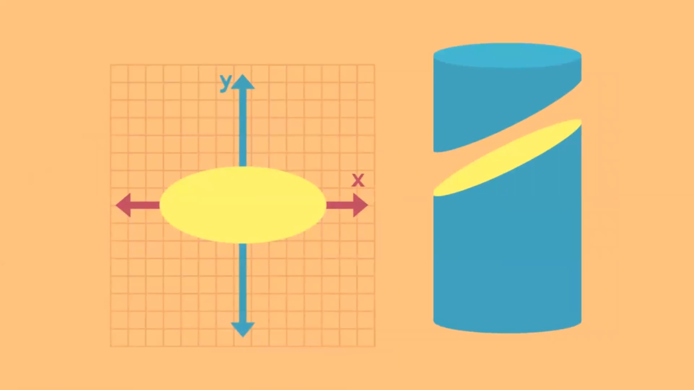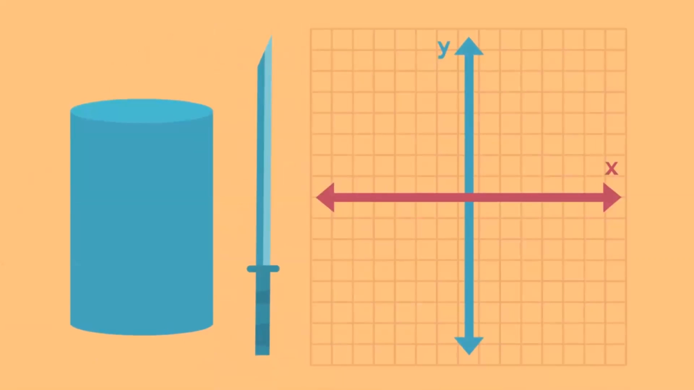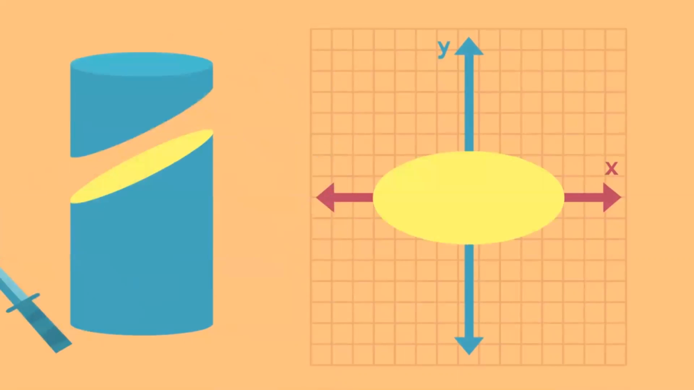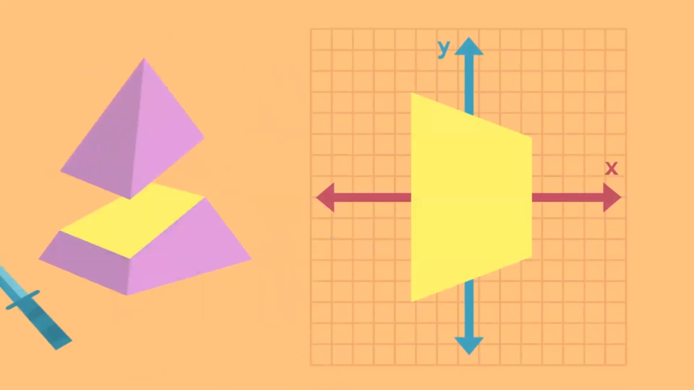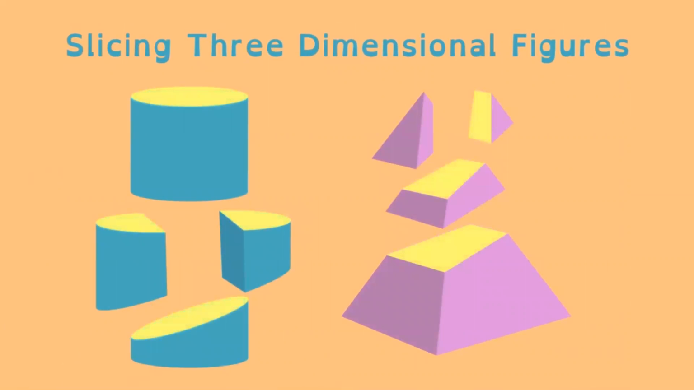Just keep in mind that shapes can look different when you look at them from different angles. So orient the cross-section on the geometric plane. Slicing diagonally can produce different shapes, such as an ellipse or a trapezoid. Understanding the two-dimensional shapes that result from slicing solid, three-dimensional figures is important for geometry and ninjas.